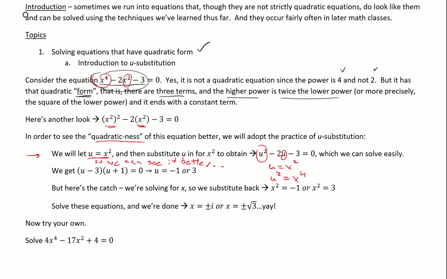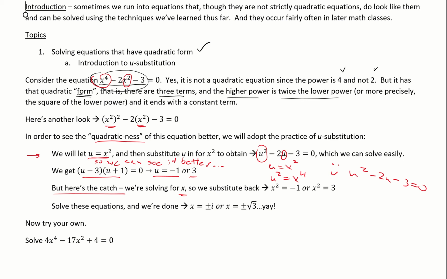Okay, so we have an equation that says u squared minus 2u minus 3 is 0. And when people see that, they go, oh yeah, I know what to do with that. It's an easy solution. So I go ahead in the notes and I solve it right there. And I get u is -1 or 3. But here's the catch, right? We're solving for x. So we have to substitute back.